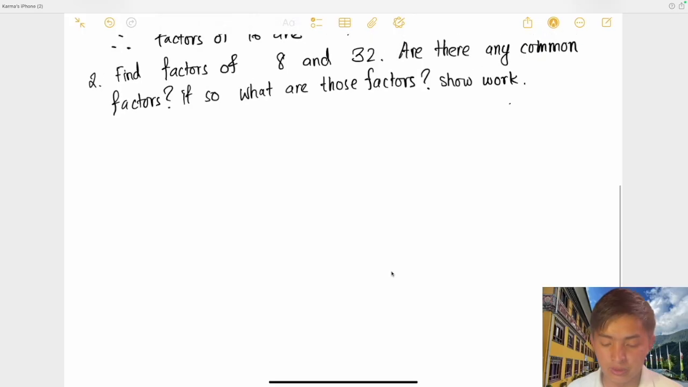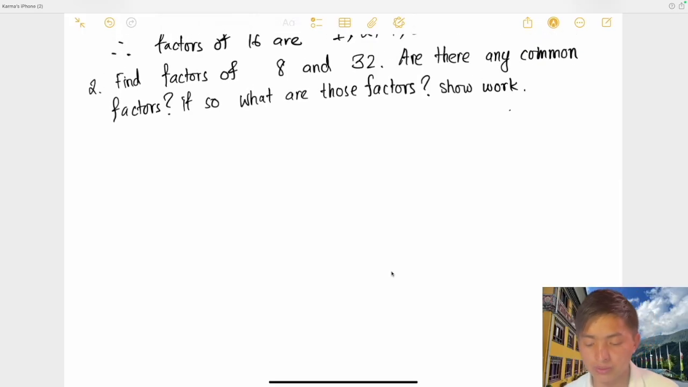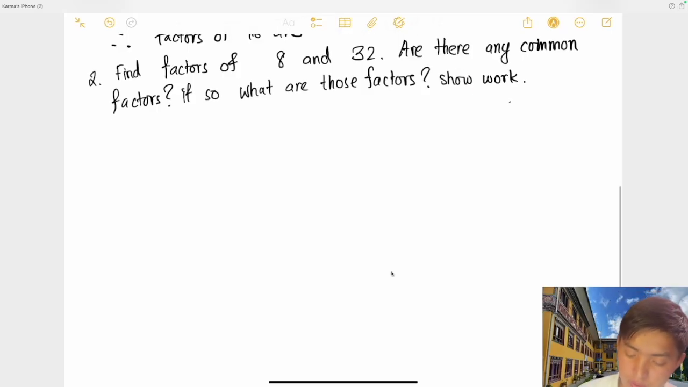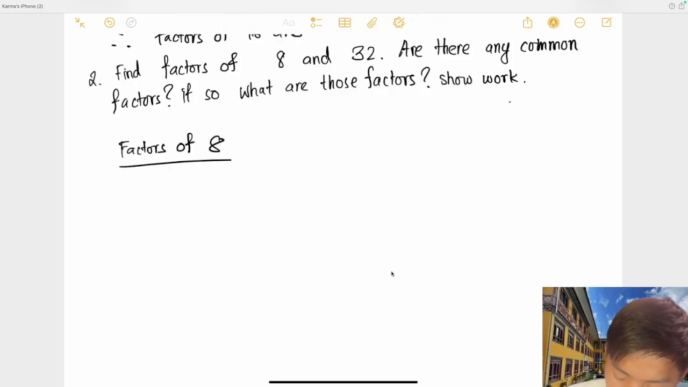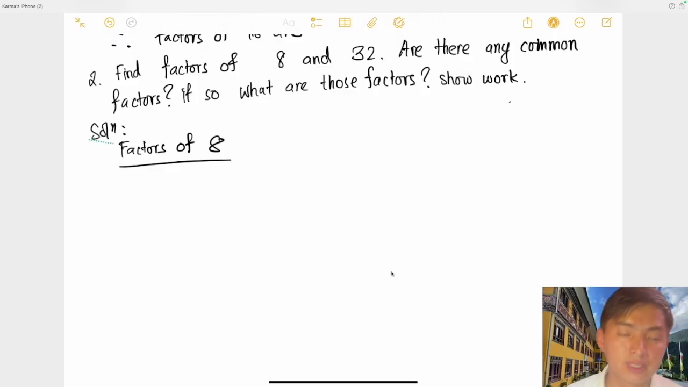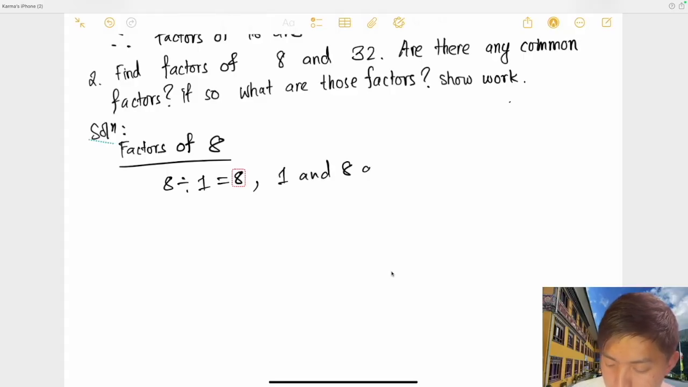Okay, in the second question, you are asked to find factors of 8 and 32. Are there any common factors? If so, what are those factors? Show work. Now, let us first begin with the factors of 8. Using the division method, we divide 8 by 1 first. Then you'll see it's 8, and 1 and 8 are factors.